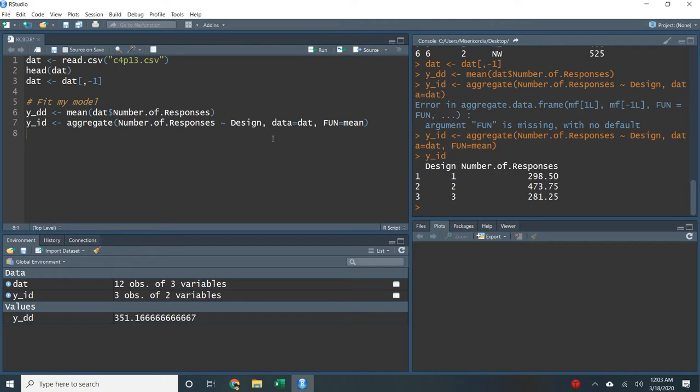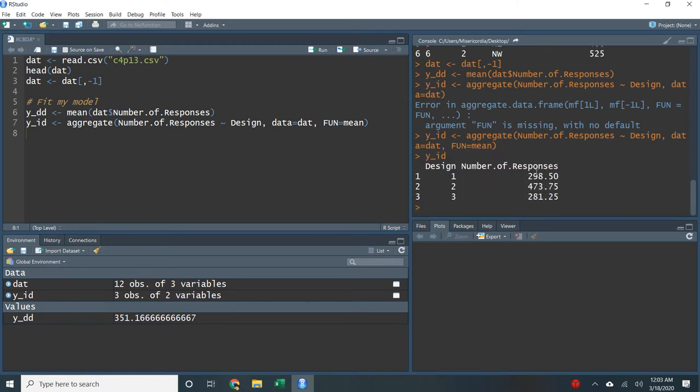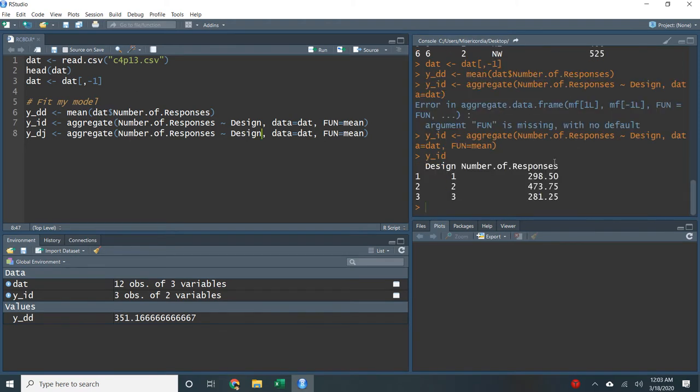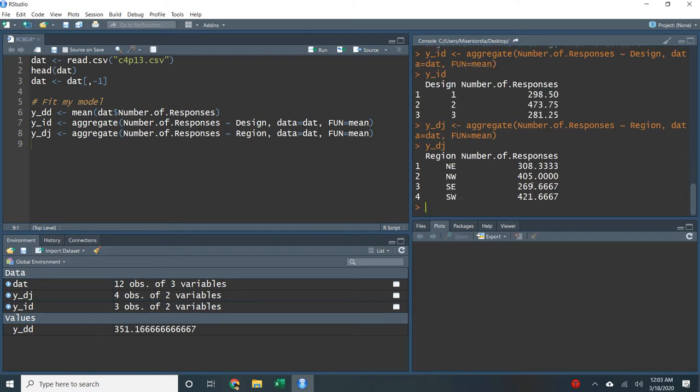And again, you can do this by hand, and in fact, if you're confused as to what this code is doing, I highly encourage you to go and calculate each of your yi dots by hand and each of your y dot j's by hand so that you can see what's going on in this case. Now here I'm going to do this not just by design, but by region now. And this gives me my y dot j.